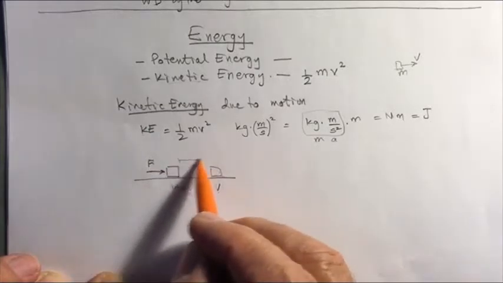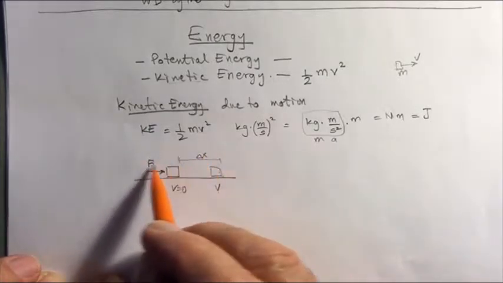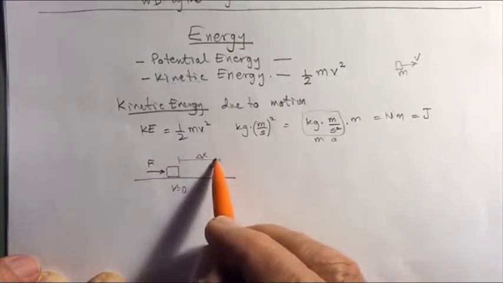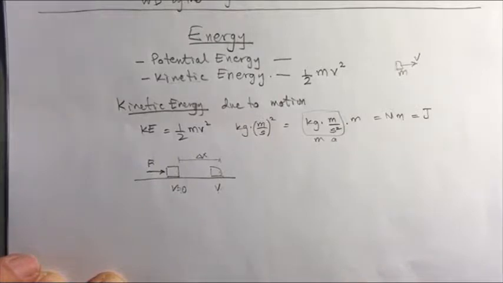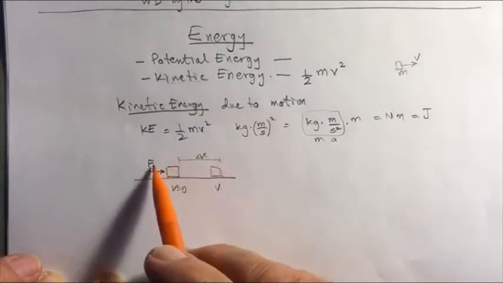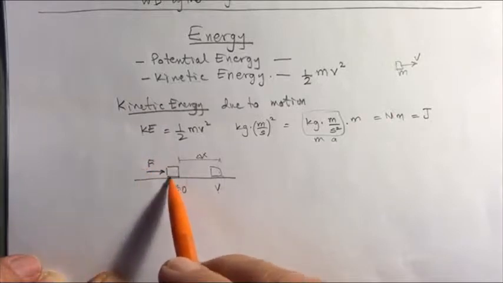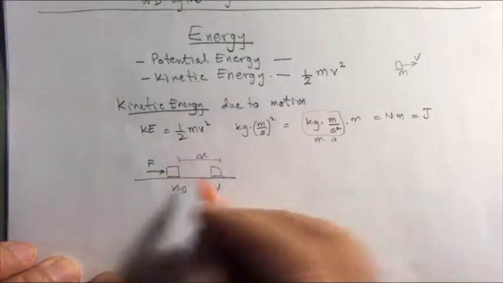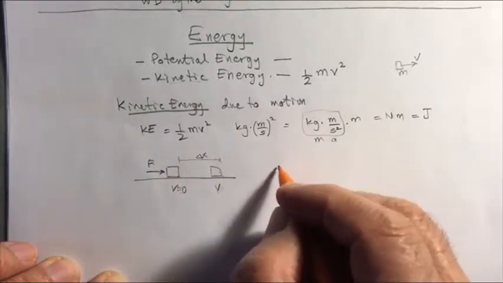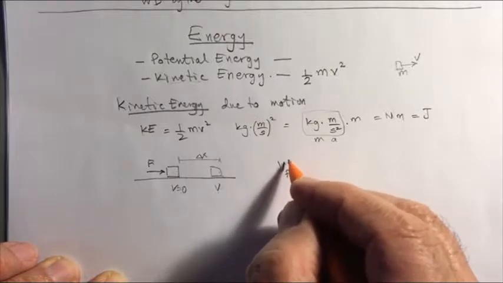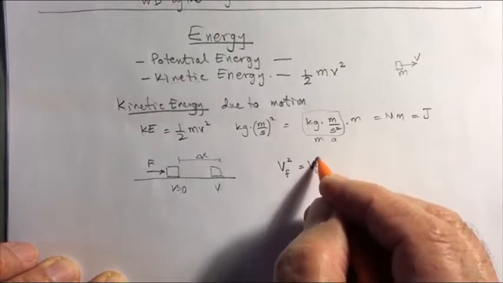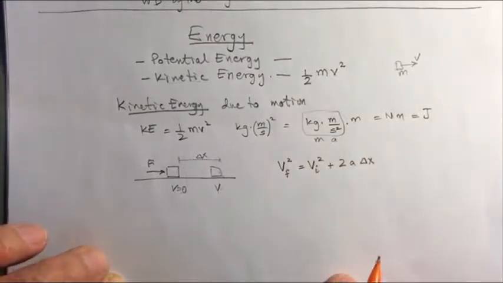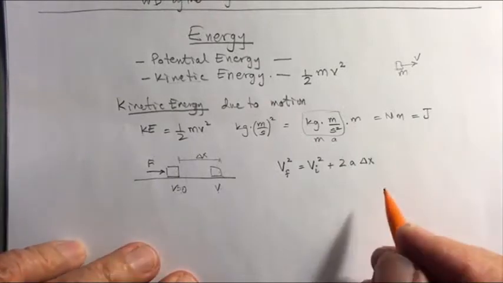Well, if the distance from here to here is delta x, F times delta x is the work done. So the force is doing some work and the kinetic energy is increasing. So there's a relationship between the work that the force does, and the increase in its kinetic energy. We can look at this in different ways. We can find this relationship in different ways. So if we look at this equation that we did last time, Vf squared equals Vi squared plus 2a delta x. That's one of the equations of motion for one-dimensional motion.